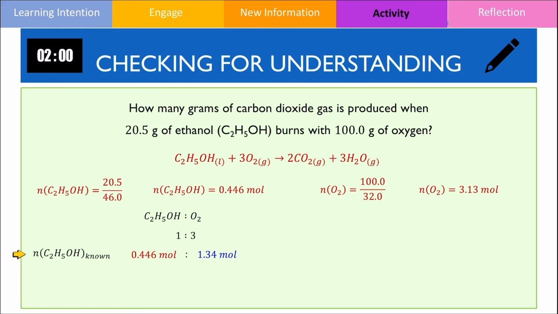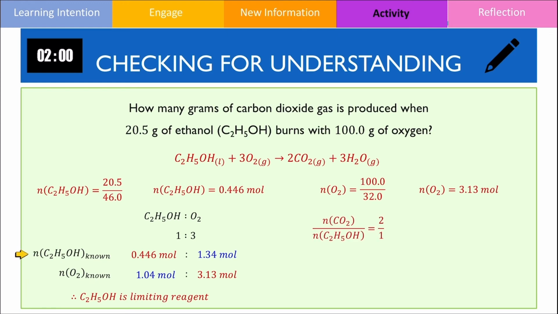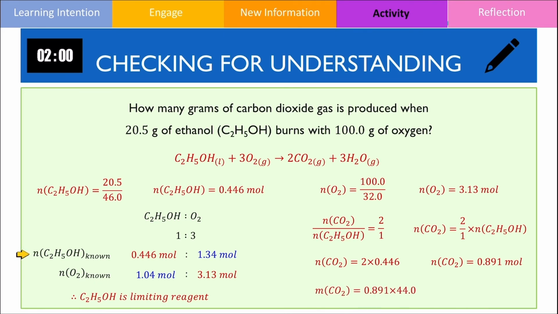We can further prove this by performing mole ratios with a known amount of oxygen, where we can see that oxygen cannot be the limiting reactant because we would need to have 1.04 moles of ethanol, which we do not have. Since we know that ethanol is the limiting reactant, the number of moles of carbon dioxide produced should be twice the number of moles of ethanol, giving us an answer of 0.891 moles. Because the question wants us to calculate the mass of carbon dioxide produced, we're going to multiply 0.891 moles by its molar mass, giving us an answer of 39.2 grams when corrected to 3 significant figures.